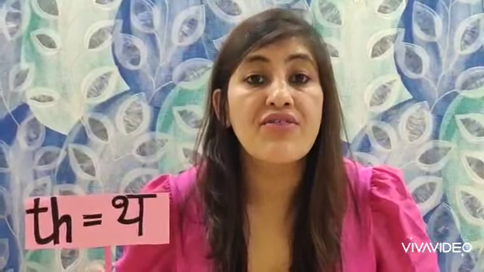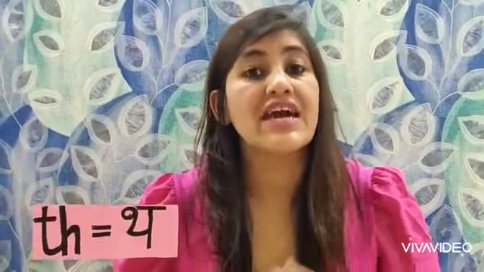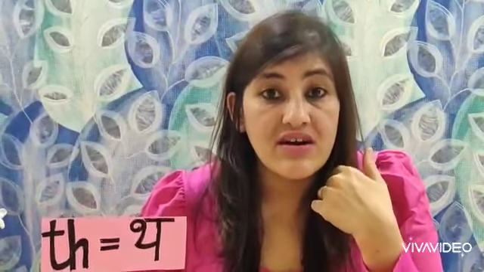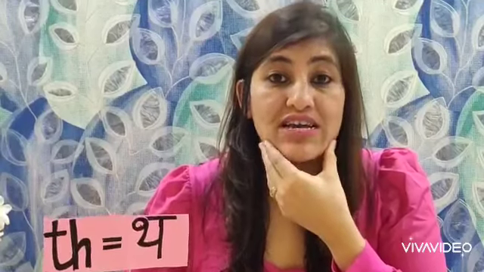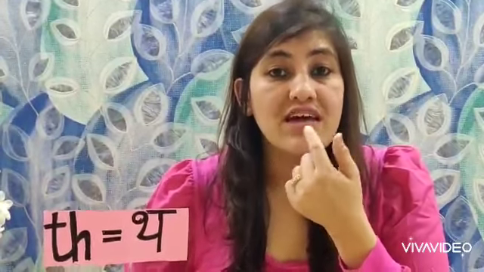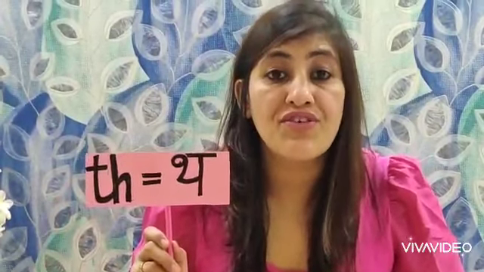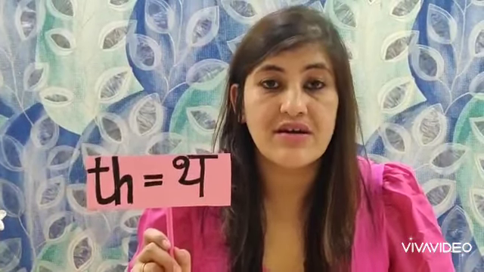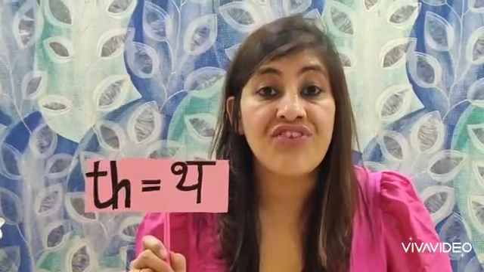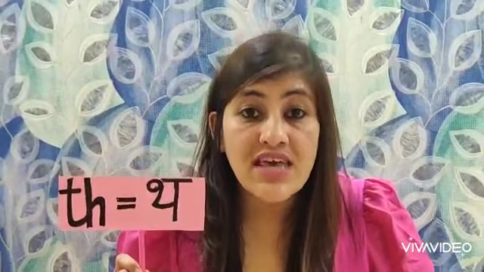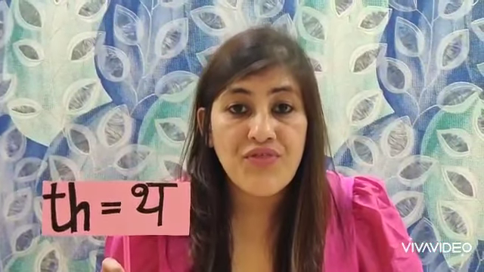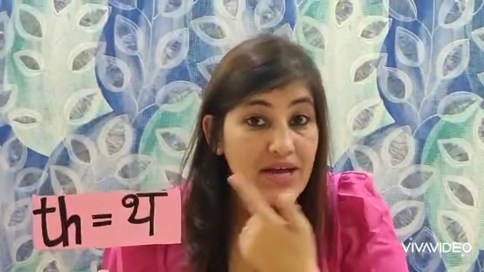So T and H make a sound of th. Th. Look at my lip movement. Th. Th. Th. In this, while saying th, the rest of the jaw is relaxed, only the tongue between your teeth is coming and saying th. Thunder, thunder. Thin, thick. Can you see the lip movement?